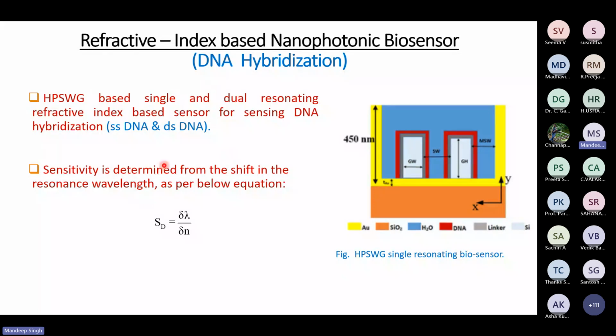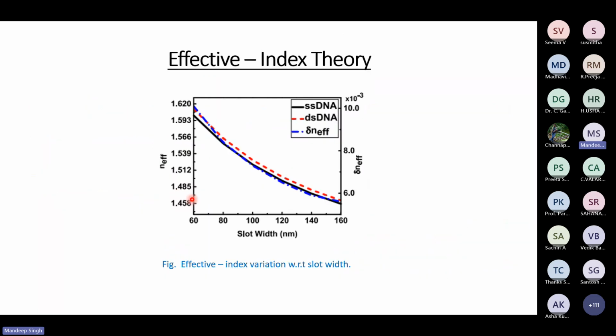Okay, so next, the same question is how to get the sensitivity. The same operating principle applies: we have to calculate the shift in the wavelength and the change in the refractive index. Once it is known, we can calculate the device sensitivity. The same equation is valid here, but how to start? We will see one by one. We will also discuss the importance of software tools in this biosensor.